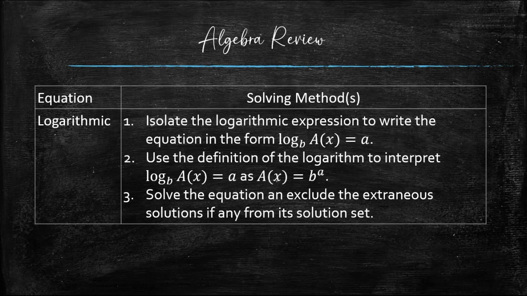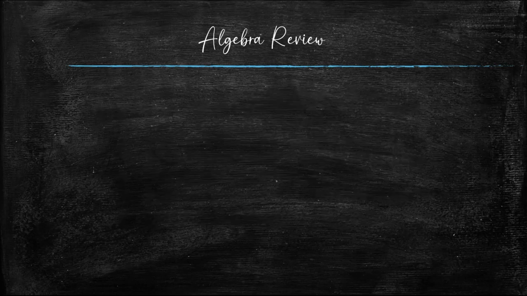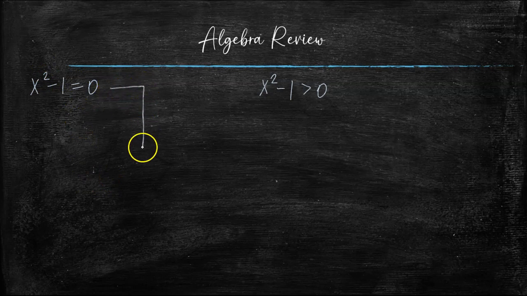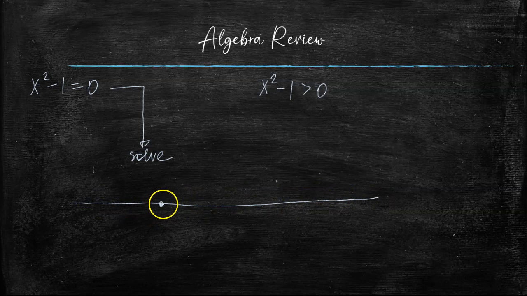Now, remember I said that equations and inequalities are connected, and here's an example of how they are connected. So, for example, if you have to solve this inequality, then first you have to solve this equation. We already know the solution of this equation. So we solve this equation and we get this answer. The answer is plus or minus 1.